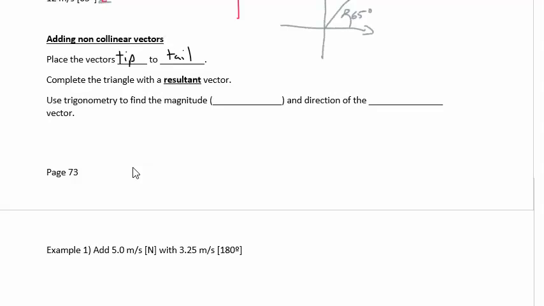To complete a triangle or a shape with a resultant vector, we can then use trigonometry to find the magnitude represented by the length and the direction of the resultant vector. Okay, so let's take a look at a few examples.